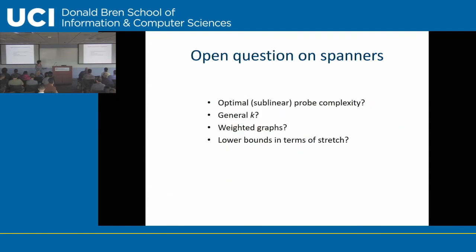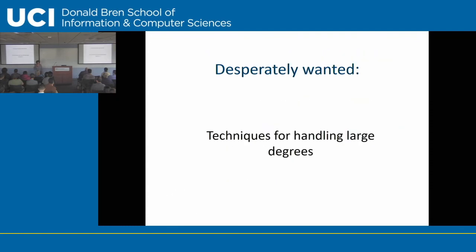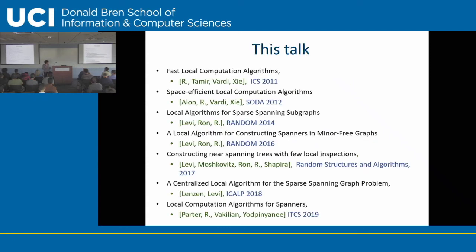So there are a bunch of open questions in these areas. There's a bunch of things we've done, but there's still a ton of open questions. One of the cool things that would be useful is good techniques for handling large degrees, to be not just sublinear in the number of nodes, but also sublinear in the degree. There is one technique right now out there, and that's it. But it would be really cool if there were other such ideas. So I think that's where I'm going to stop.